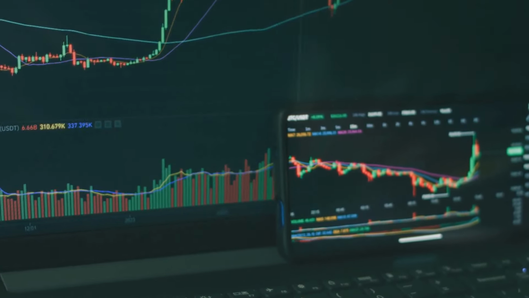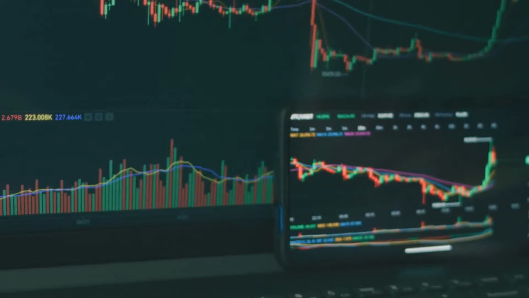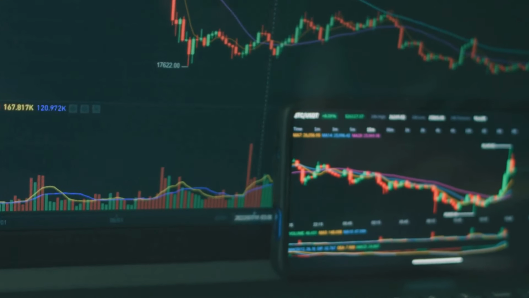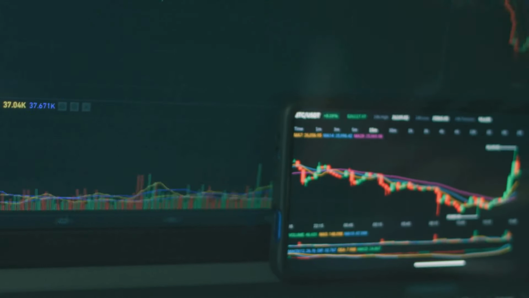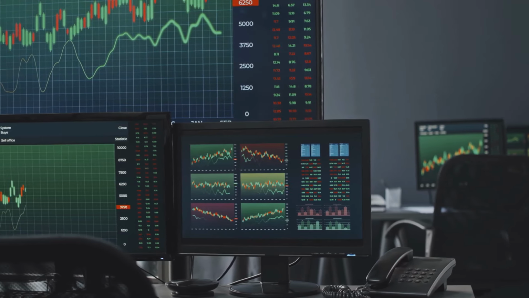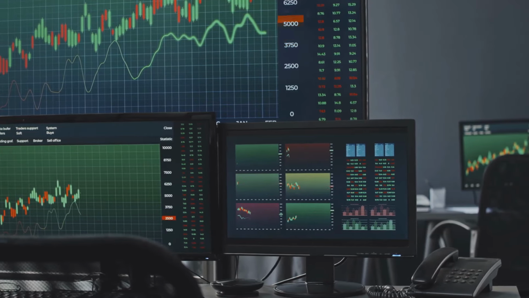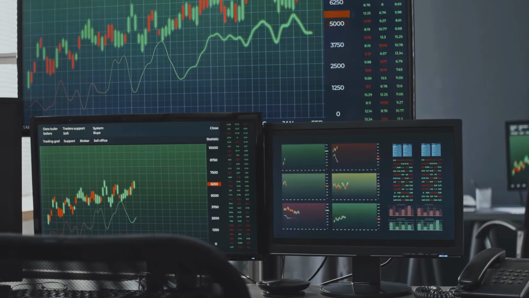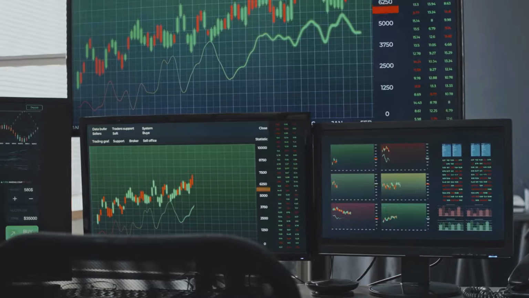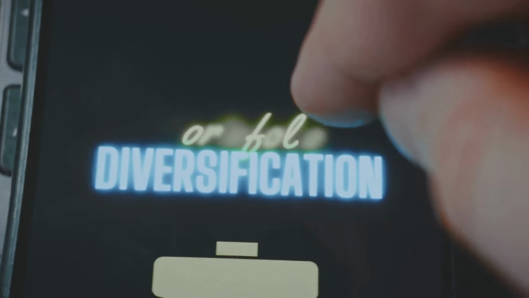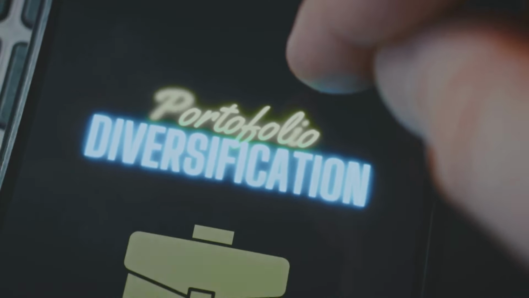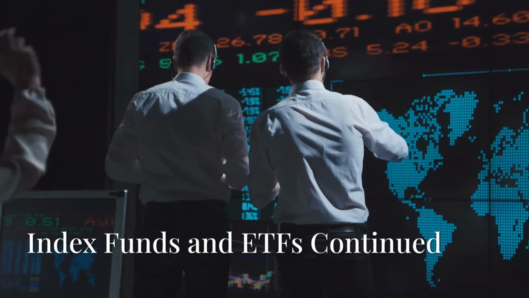Index funds and exchange-traded funds, or ETFs, offer investors an easy and cost-effective way to invest in the broader market. An index fund typically mirrors the performance of an index, such as the S&P 500, meaning it automatically holds shares of every company in that index. This approach reduces risk by spreading investments across many companies.